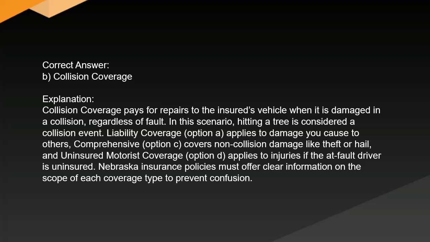Explanation. Collision coverage pays for repairs to the insured's vehicle when it is damaged in a collision, regardless of fault. In this scenario, hitting a tree is considered a collision event. Liability coverage, option A, applies to damage you cause to others. Comprehensive, option C, covers non-collision damage like theft or hail. And uninsured motorist coverage, option D, applies to injuries if the at-fault driver is uninsured. Nebraska insurance policies must offer clear information on the scope of each coverage type to prevent confusion.